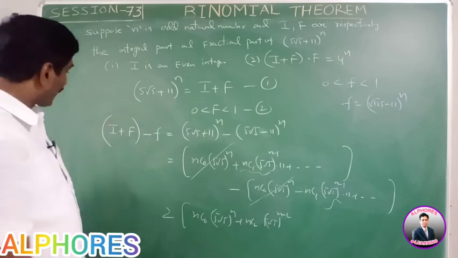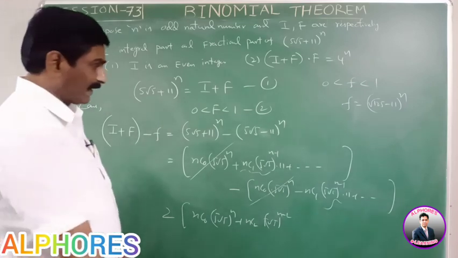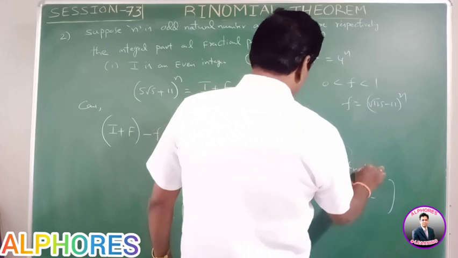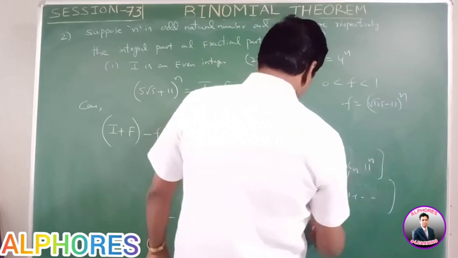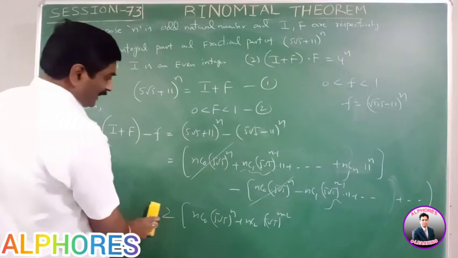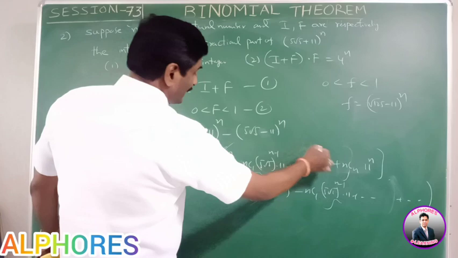Consider I + f − f. What is the last term here? nCn into 11^n. Similarly, in this case also you write this value. Here, after subtracting, the terms are eliminated. Which terms are eliminated? nC0, nC2.